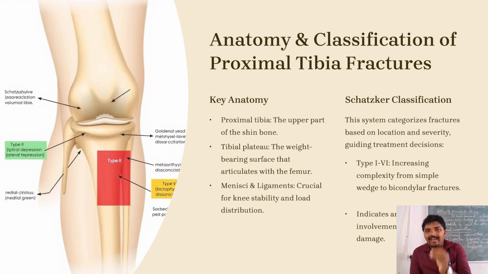First, we'll go for anatomy and classification of proximal tibia fracture. Key anatomy: the proximal tibia is the upper part of the shin bone. Shin bone means the medial bone of the leg.